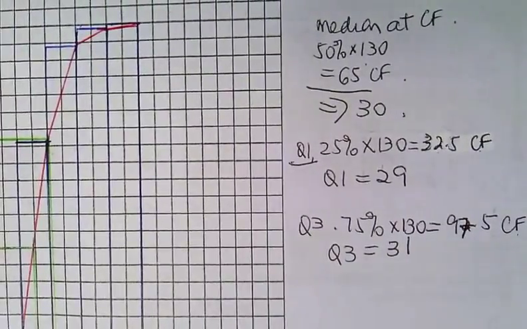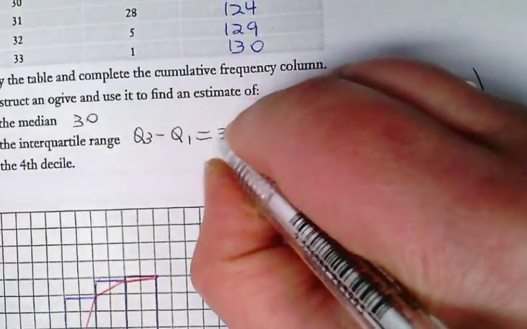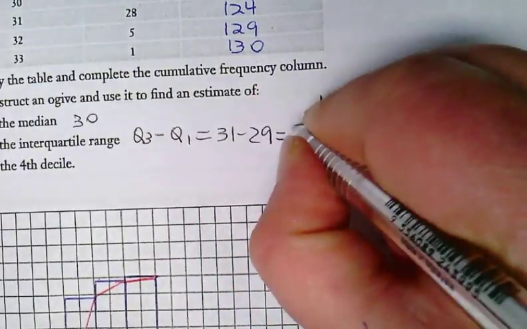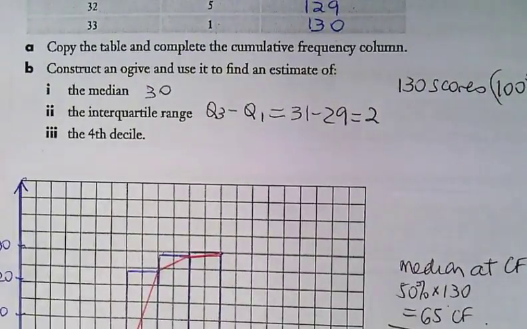So the interquartile range is Q3 minus Q1, which is 31 minus 29, which is 2. So the interquartile range is 2. So for the middle 50% of scores, there's only a difference of 2 jelly beans in the packs.